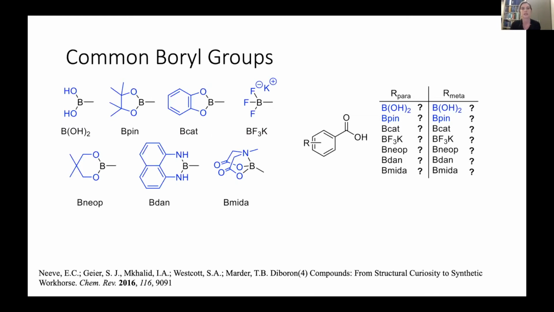So in my research, I focused on these common boral groups. I would either synthesize them, attach these groups to a benzoic acid molecule, or some of these can be bought because they're commercially available.